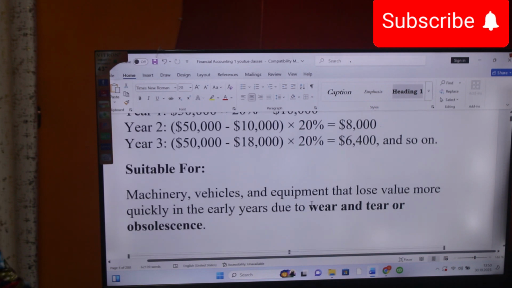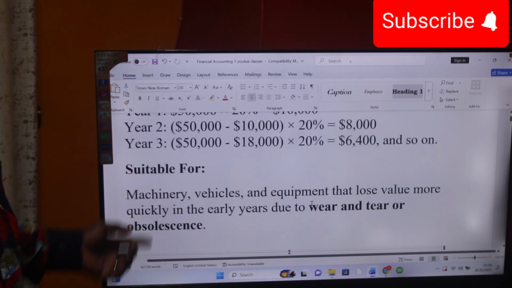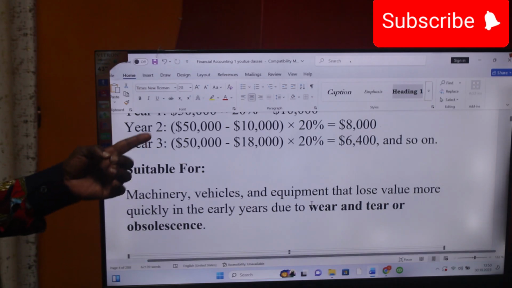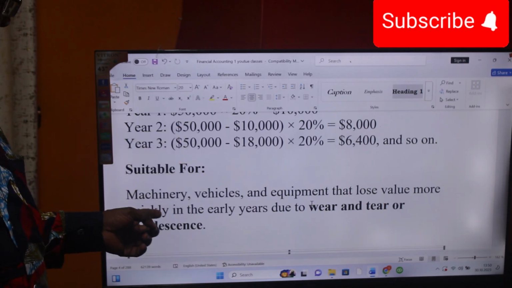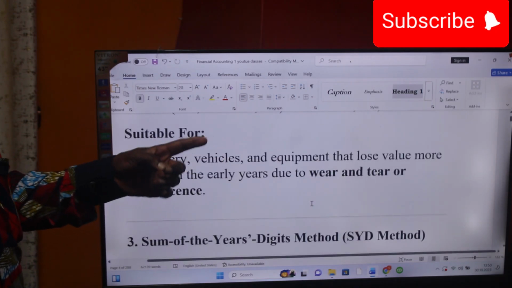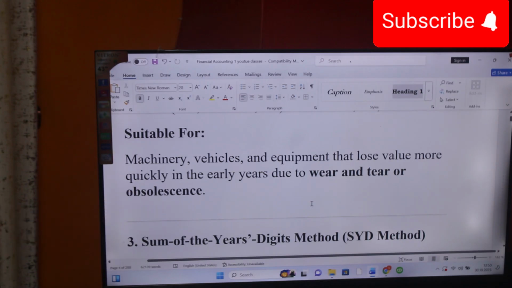And we are saying this method is suitable for machinery, motor vehicles, and equipment that lose value more quickly in the early years due to wear and tear or obsolescence.